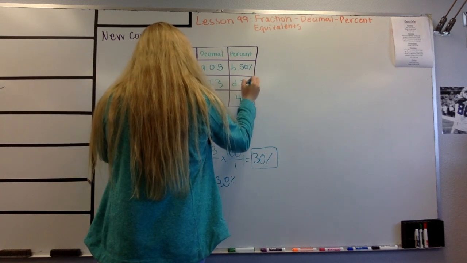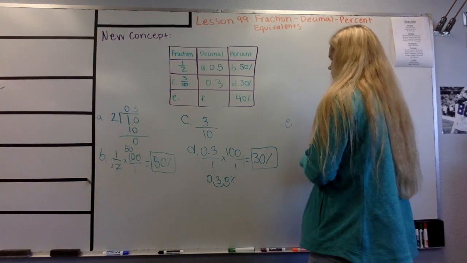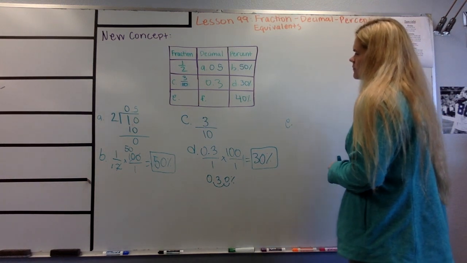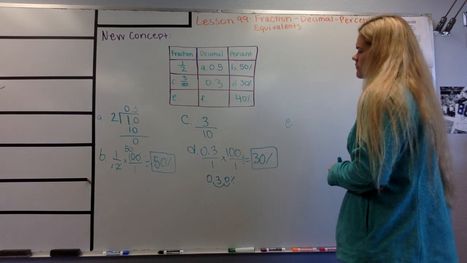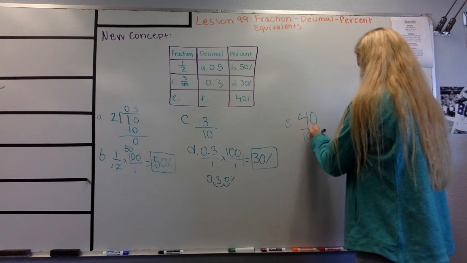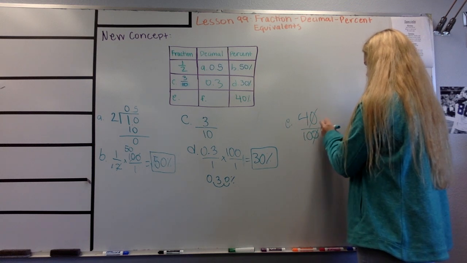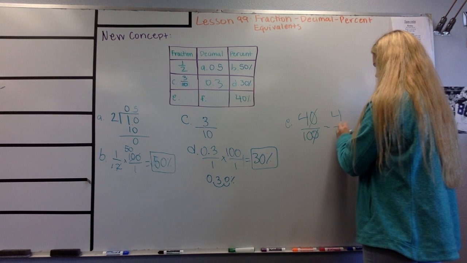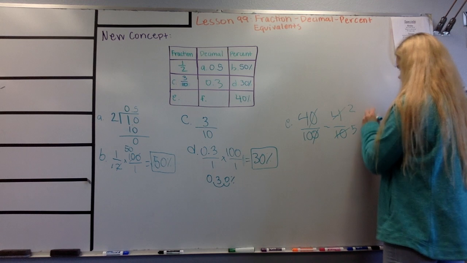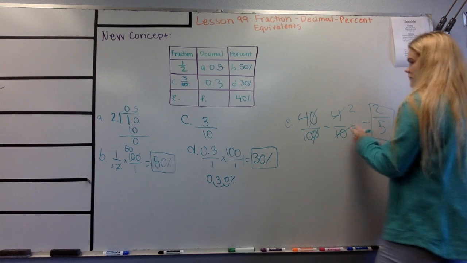And then E, we don't have, and F, we don't have, but we have 40%. So let's take it back to the beginning. For E, we put 40% over 100. Then we reduce that, getting rid of one of those zeros on the top and one on the bottom. So we actually have 4 over 10, which reduces down. 2 goes into 4 two times. 2 goes into 10 five times. 2/5. So E equals 2/5.